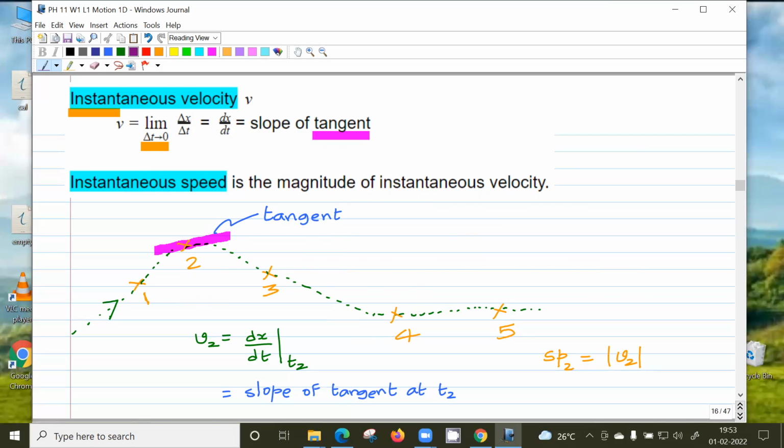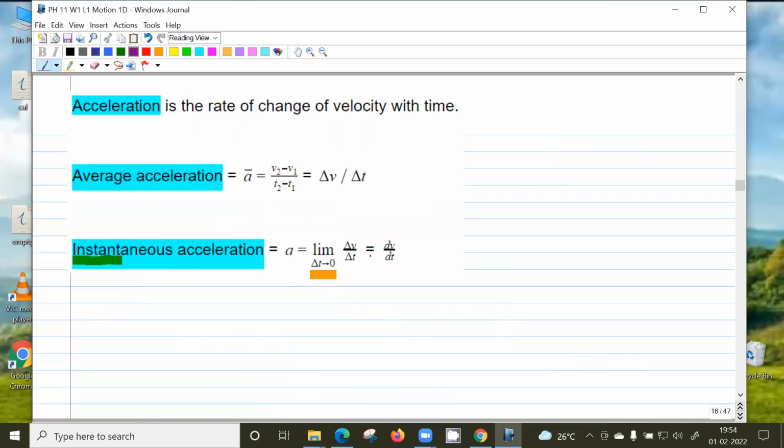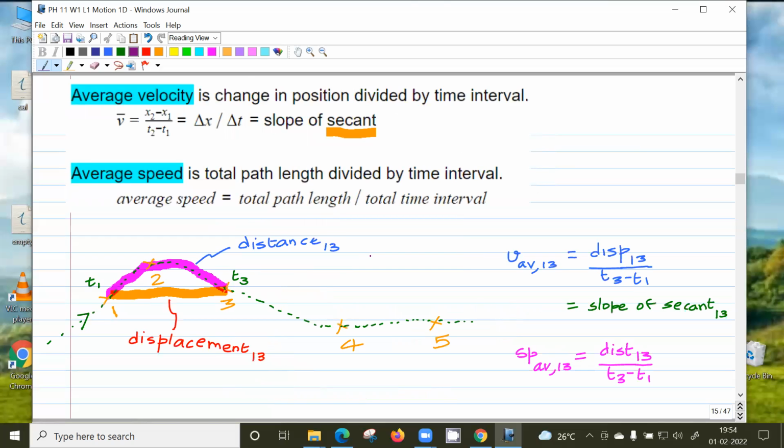Is that clear? Whenever we have a plane, we need to think of two variables. Here the two variables are the time variable and the x variable. So dx by dt is the slope of that curve in the xt plane. This is the xt plane, the x-axis is time, and the y-axis is x. So dx by dt is the slope of this curve, that will be the tangent. Instantaneous speed is the magnitude of this velocity. And average velocity becomes the slope of the secant.